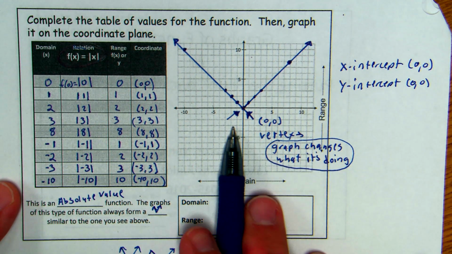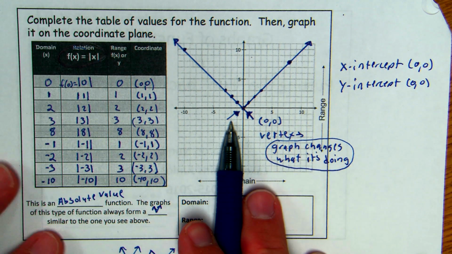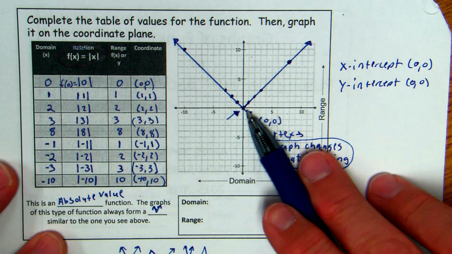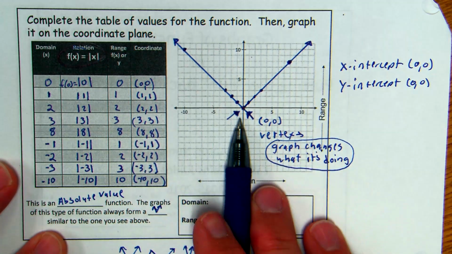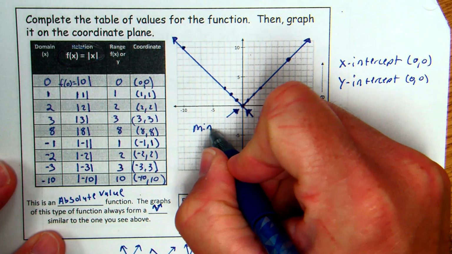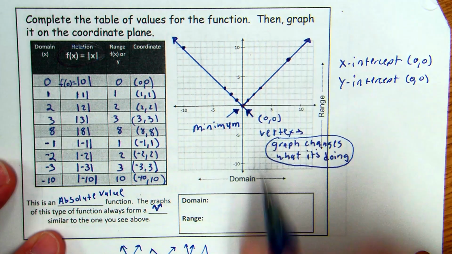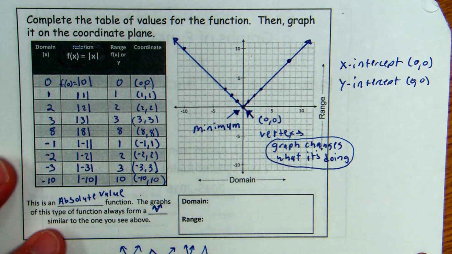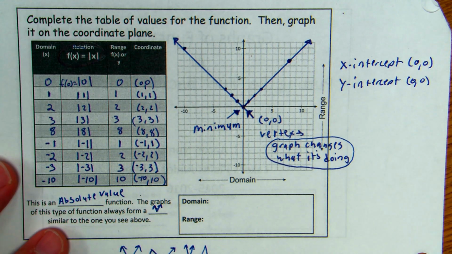I also have a third name, or I guess you could say a fourth name for this point. Since it is the lowest value that f of x can have, or the lowest point in my graph as I read it up and down, we also call this a minimum. A minimum, the lowest value that our graph will ever have.